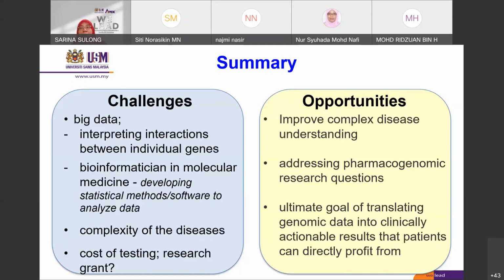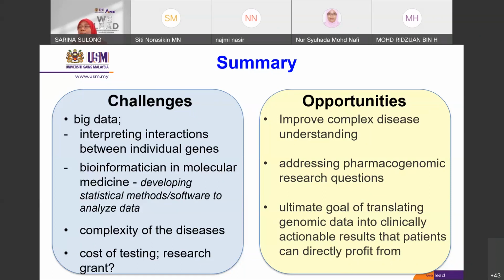The data may include interpreting interactions between individual genes, and storing big data is a huge challenge, for which we need to be prepared with investment in bigger computers with greater memory. Of course, we also need more bioinformaticians in molecular medicine for developing statistical methods, and to give an overview of the software that is very important for that specific data analysis, and to help researchers and clinicians interpret the big data sets. Some of the findings may not directly give an answer to the complexity of the diseases, and the cost of testing, especially for diagnostics, and limited grant budgets may also cause financial issues.